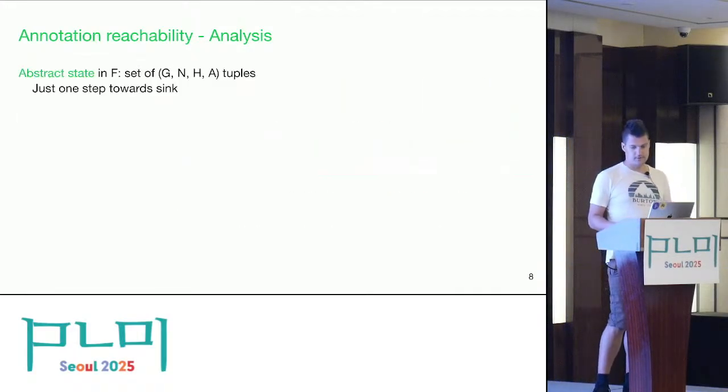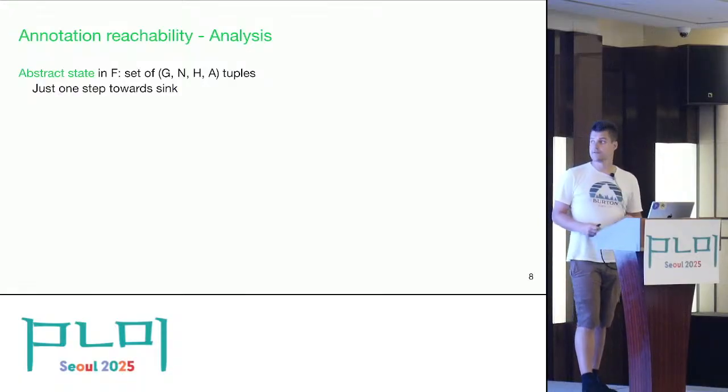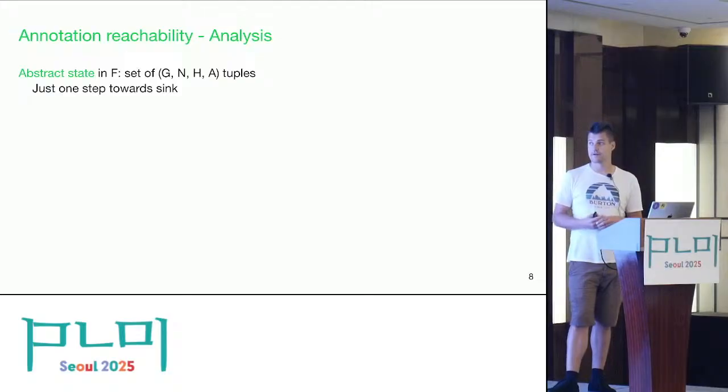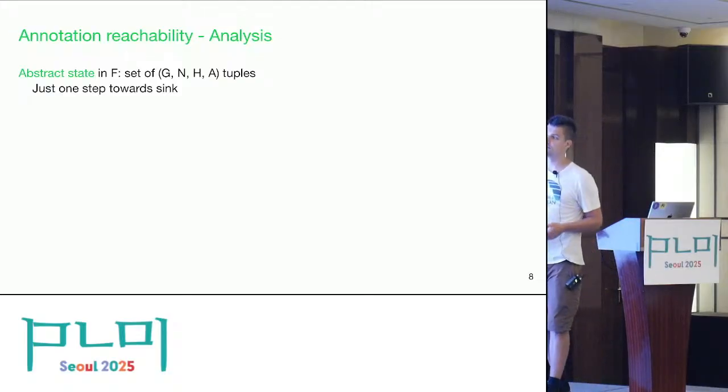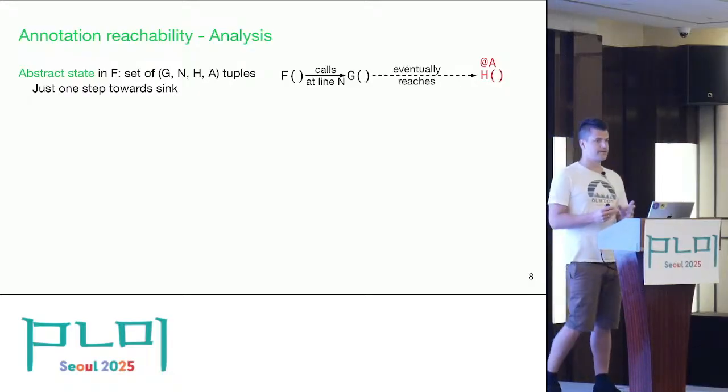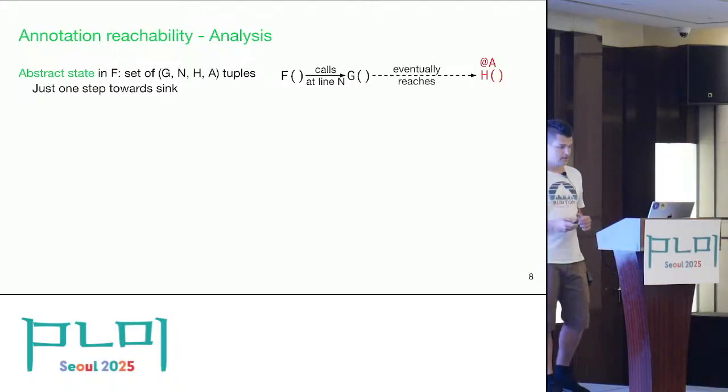So just to formalize this a little bit, in the abstract domain of this annotation reachability checker, the abstract state of a function f is a set of these (g, n, h, a) tuples, which basically mean that in the current function that we're analyzing, f, at line n, we call a function g, which eventually reaches some function h, which is annotated as a sink with the annotation a. So basically, in every summary, we are storing just single steps towards the sink.